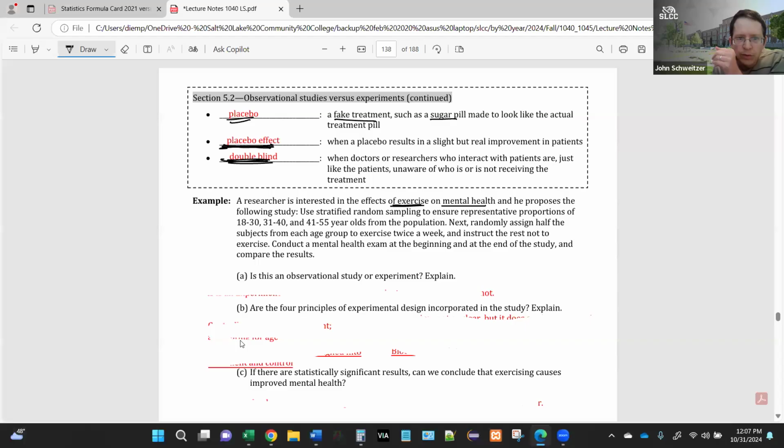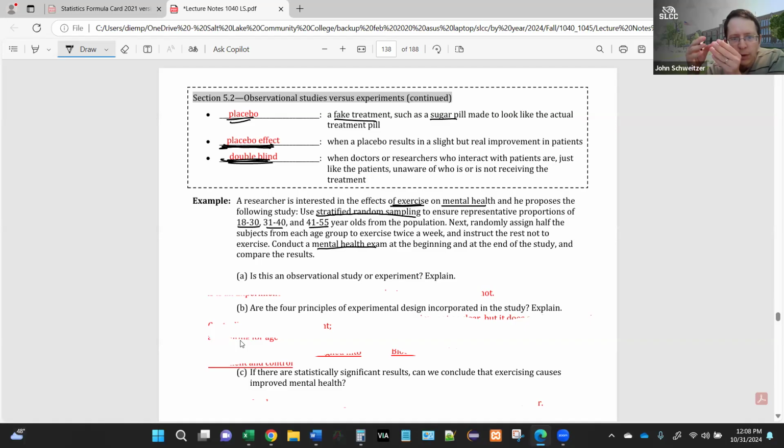So this researcher proposes the following study. We get a stratified random sample of various people from the population. Okay, so we've done this by age group, and then we're going to randomly assign half the subjects from each age group to exercise twice a week and instruct the rest not to exercise. And then before you get going with this exercise program, you conduct a mental health exam. Okay, and then also at the very end, you conduct another mental health exam.